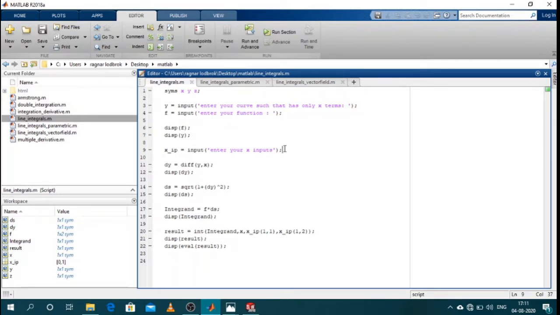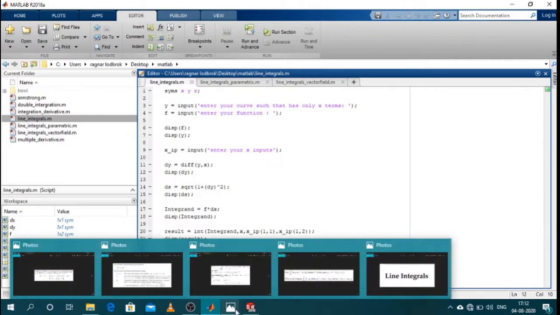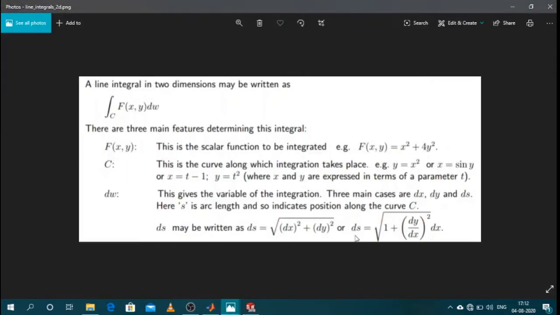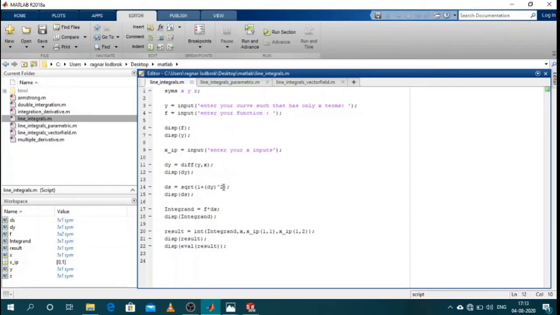After that you have to find dy by dx, that is this, and similarly you have to find ds by taking the square root of this quantity. That is what I have done here. Then you find the integrand, that is f into ds, where f is the function and ds is along your curve. Then you finally integrate the whole thing with respect to x.